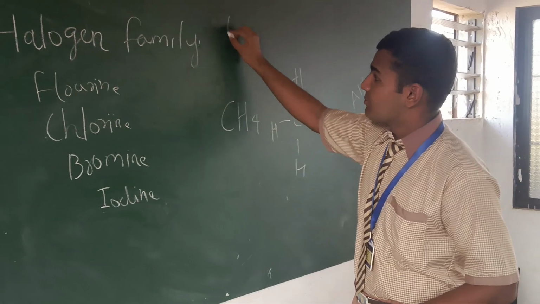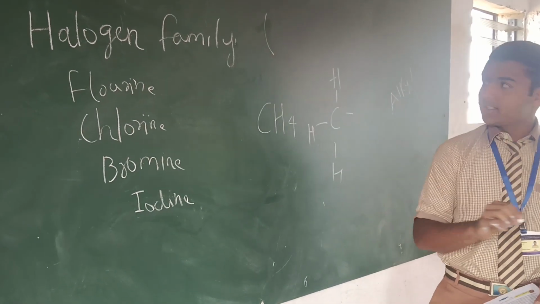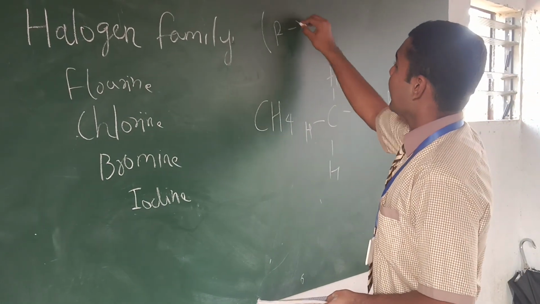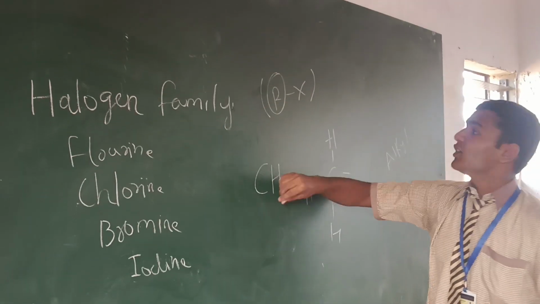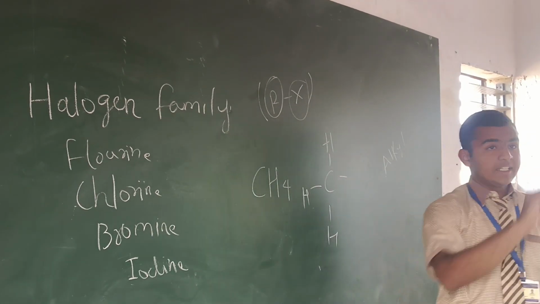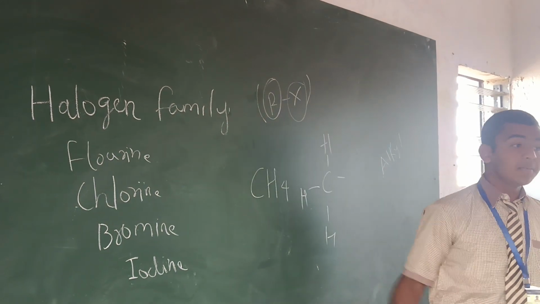The basic formula or general formula for this would be RX. This R would be named as a methyl group, and this X would be named as a halogen family. This is the halogen family, and this R is representing the methyl.